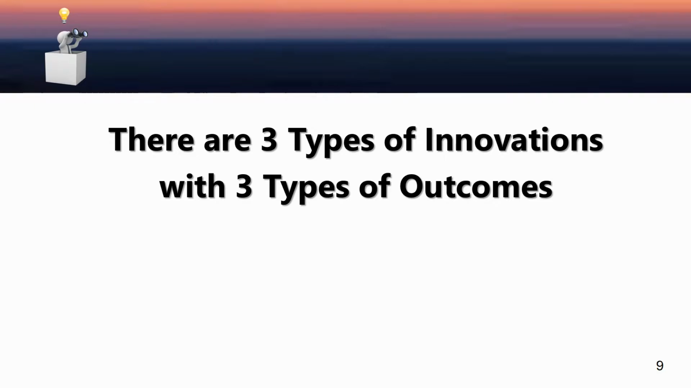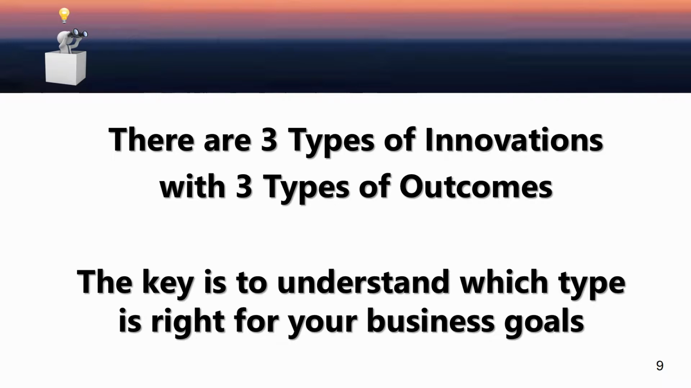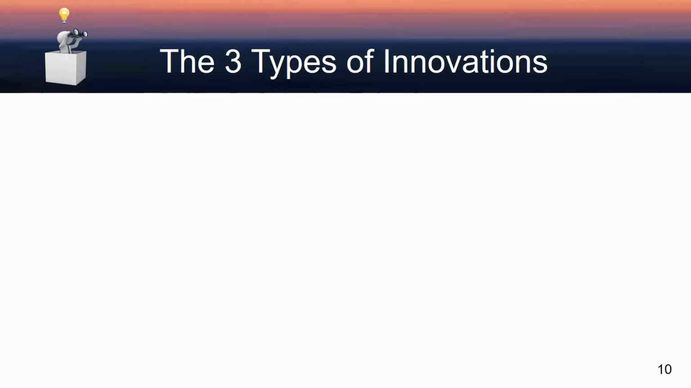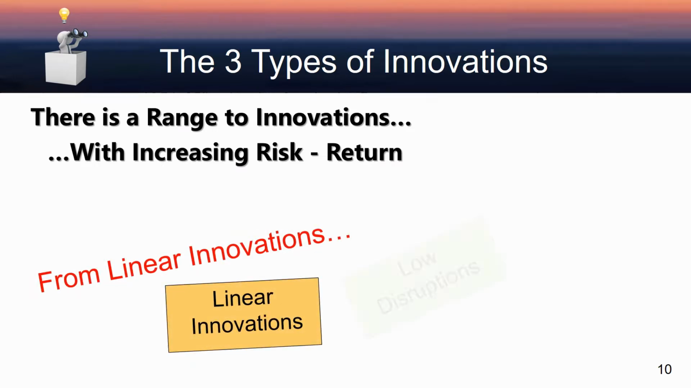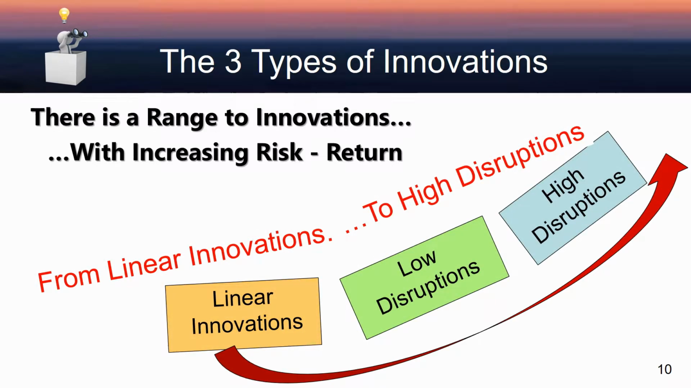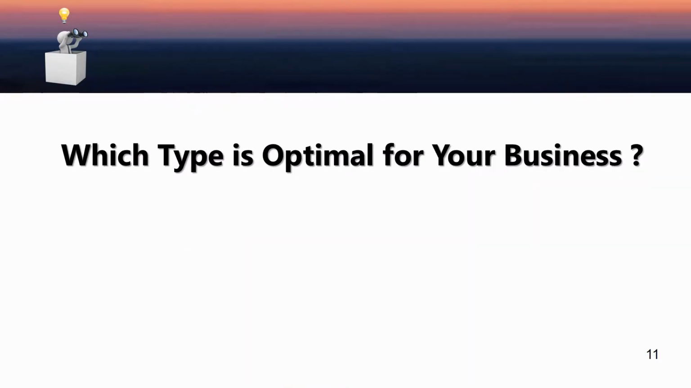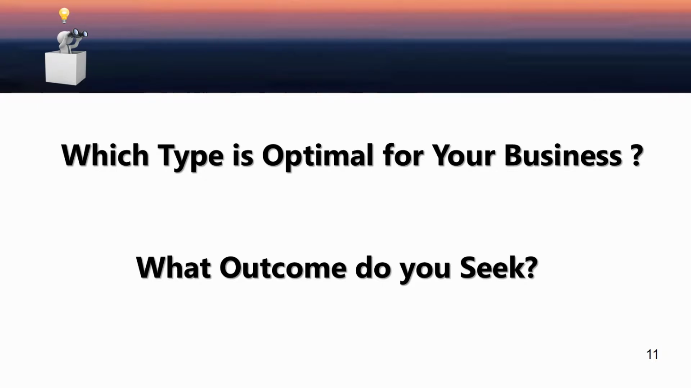There are 3 types of innovations and 3 types of outcomes. The key is to understand which type is right for your business. There is a range to innovations with increasing risk and return, from linear innovations all the way through to high disruptions. Which type is optimal for your business? What outcome do you seek?